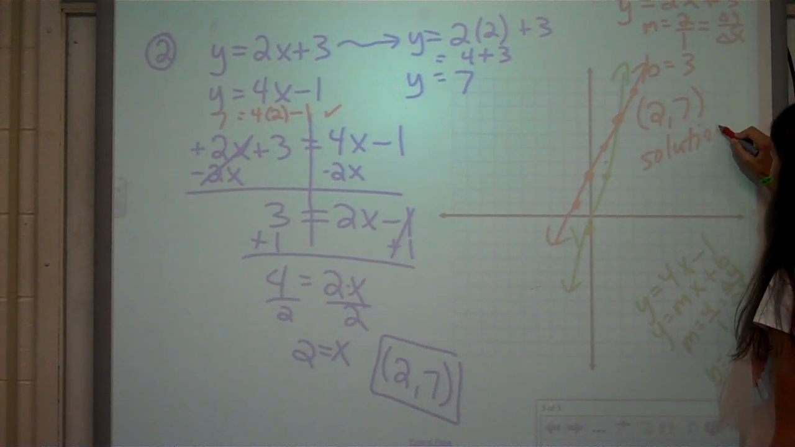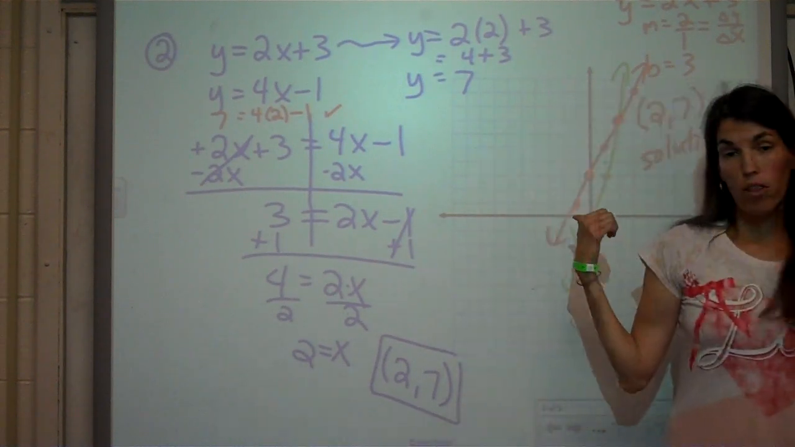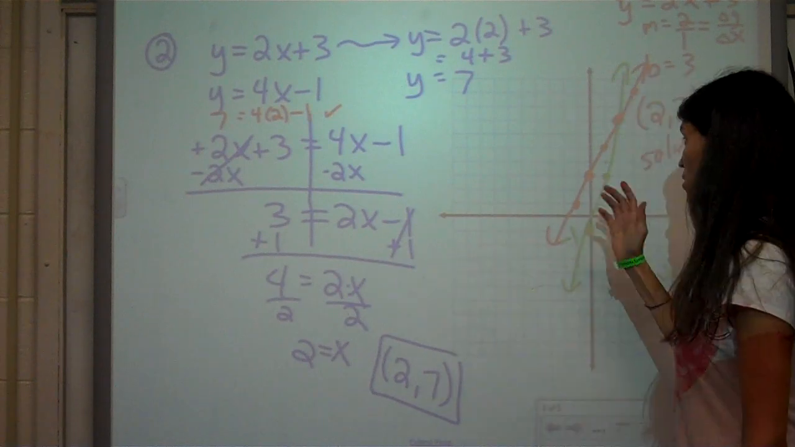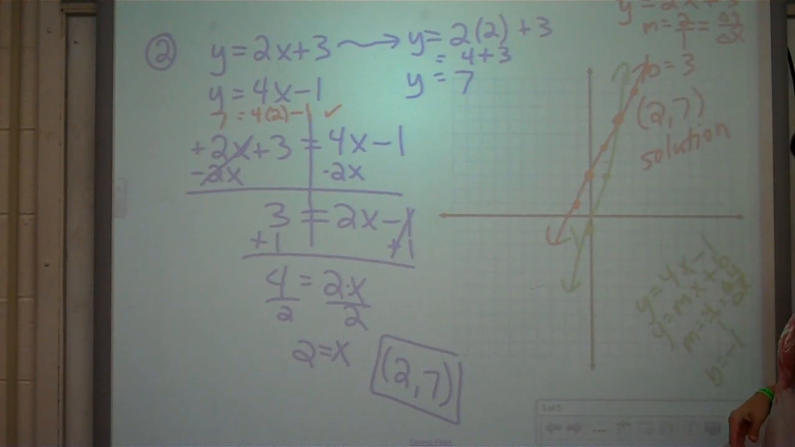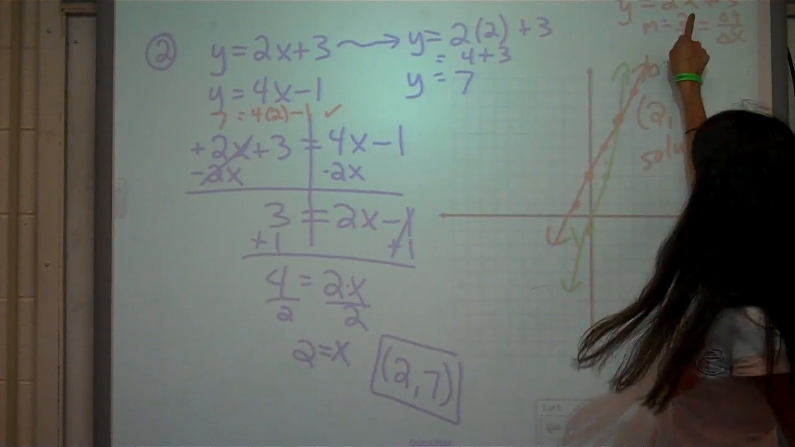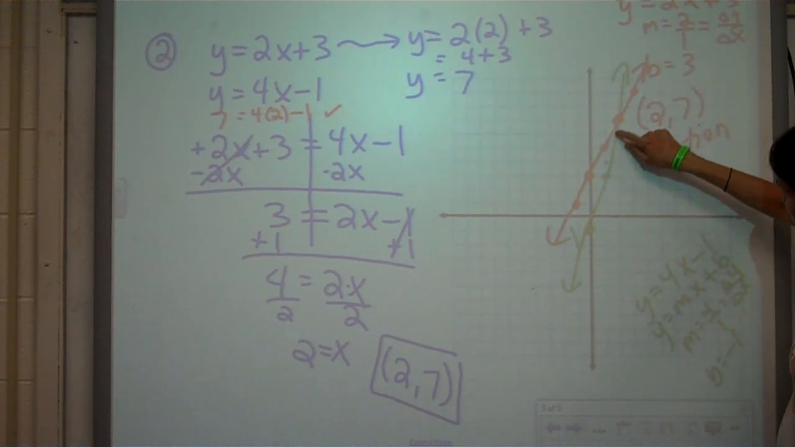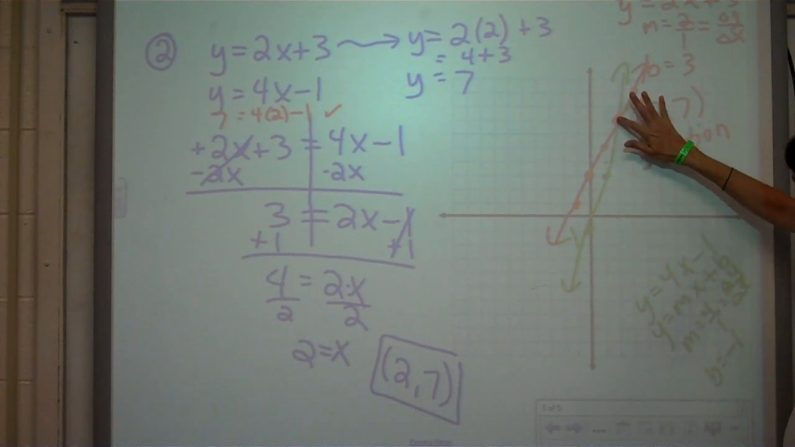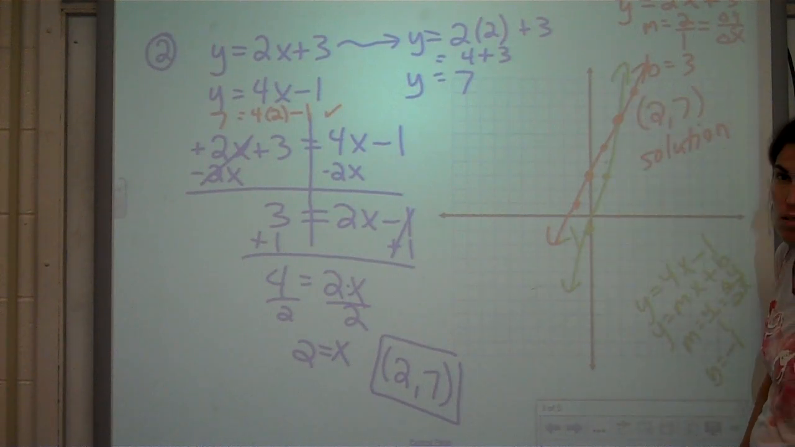And don't forget, if you don't like the way I graphed it, you can make a table and pick some x values and fill them in and get y values. Every point on this red line makes this equation true, and every point on the green line makes this equation true, and this is the only point on both lines.